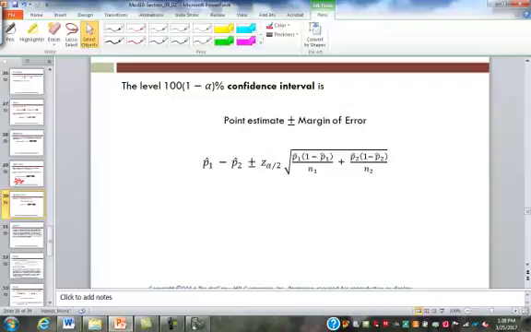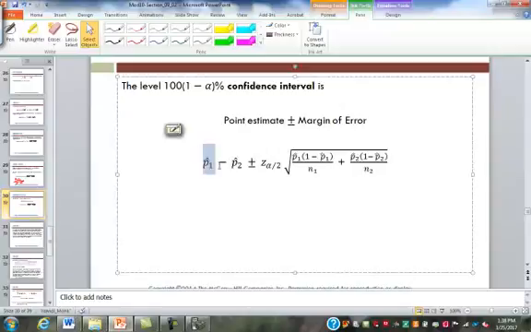And again, they're showing that 100 times 1 minus alpha is the confidence interval. So 0.05 would be a 95%, or 0.10 would be a 90%. Then the margin of error is found by taking the point estimate for the difference in proportions, which is just the two sample proportions subtracted, plus or minus that margin of error that we found.